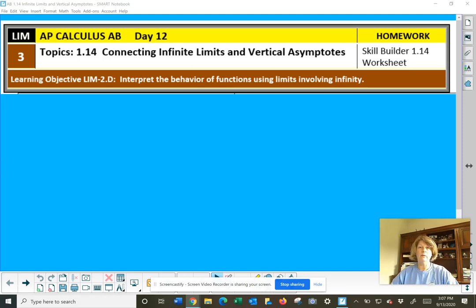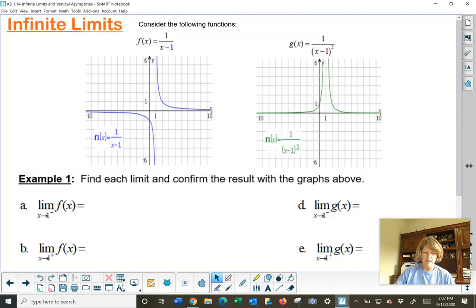Welcome, and here we go with lesson 1.14, connecting infinite limits and vertical asymptotes. So infinite limits will occur, and what we're looking for is when we approach a certain value, our limit turns out to be infinity or negative infinity. So looking at example 1 here, I see two graphs.